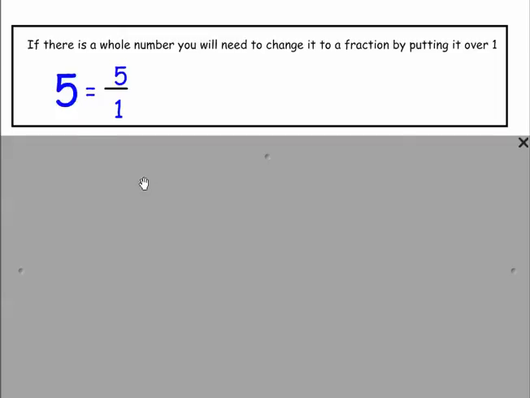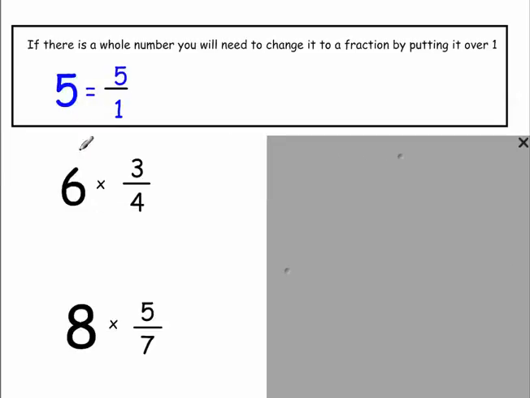All right, last thing. Just really quick, if we're dealing with a whole number, hopefully you remember that 5 is the same thing as 5 over 1. So anytime you're dealing with a whole number, the first thing you need to do is just put it over 1, and then you can still multiply. So if I have 6 times 3/4, right away you should know that 6 is 6 over 1. Then you can simplify, or you can multiply straight across.